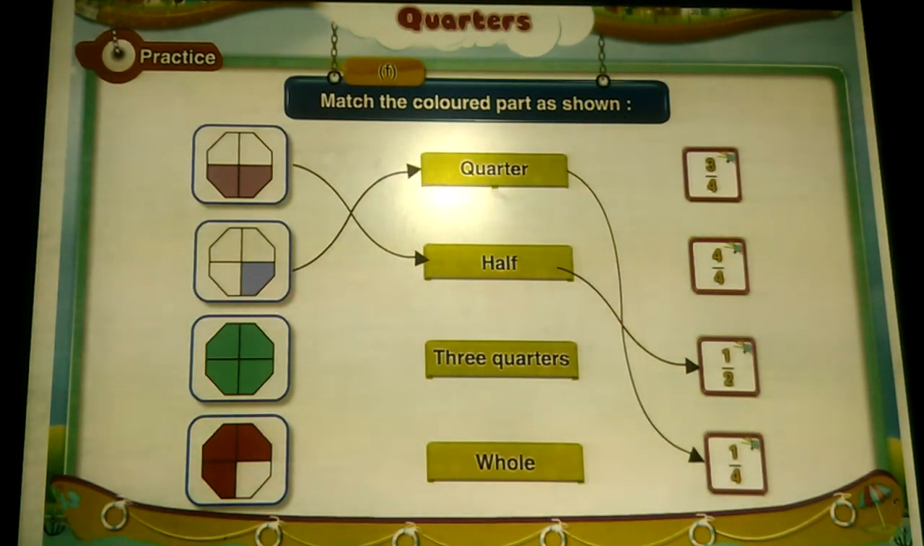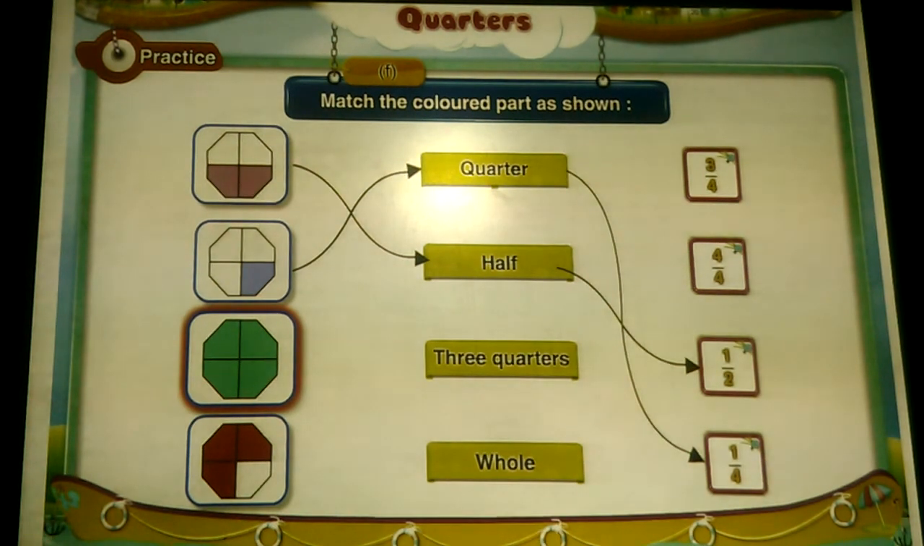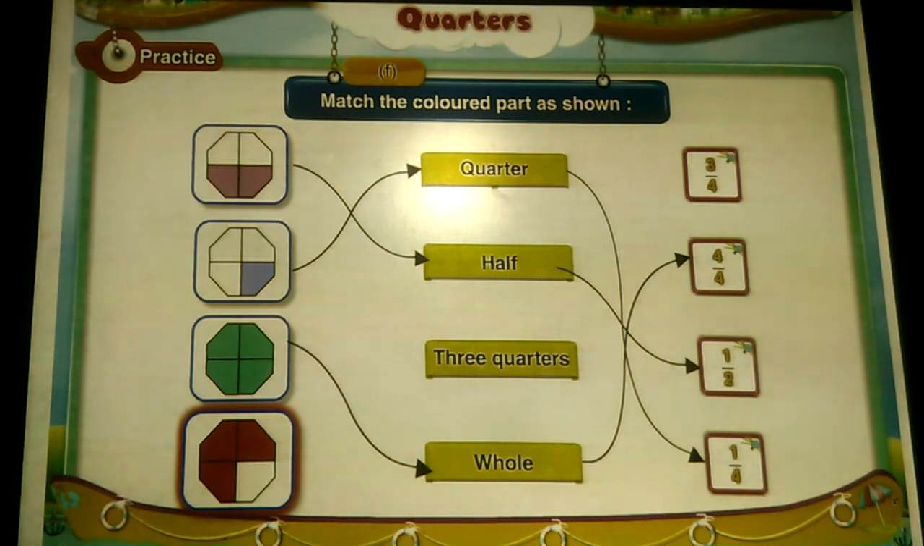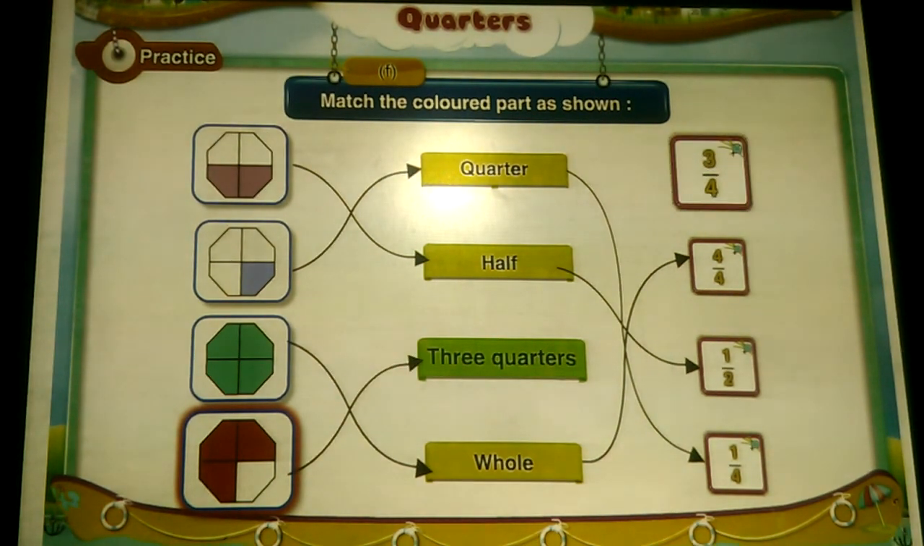Here, the whole shape, that is 4 parts, are colored. So, match it with whole and then join with 4/4. In the last figure, 3 parts out of 4 are colored. So join it with 3/4 and then join it with 3/4.